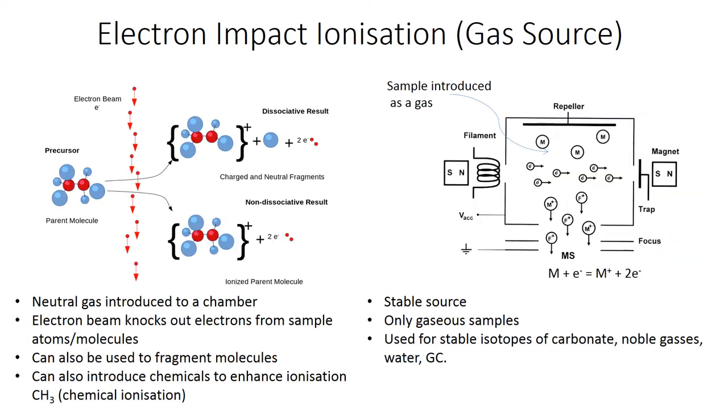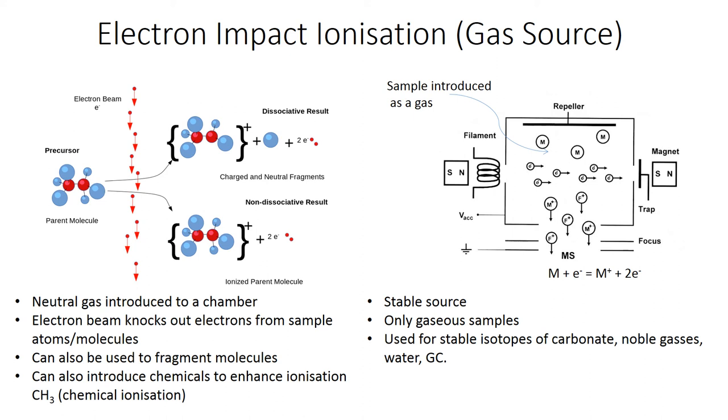So electron impact ionization, sometimes referred to as gas source ionization, requires your sample to be in a gaseous phase. That can either be a gas of molecules of your sample, so you don't have to have formed a gas of atoms, or it can be an atomic gas. For instance, if you've taken your rock and heated it up and let all the argon escape out of that rock, then that's just atomic argon. But quite often you're looking at a molecule that's given off.